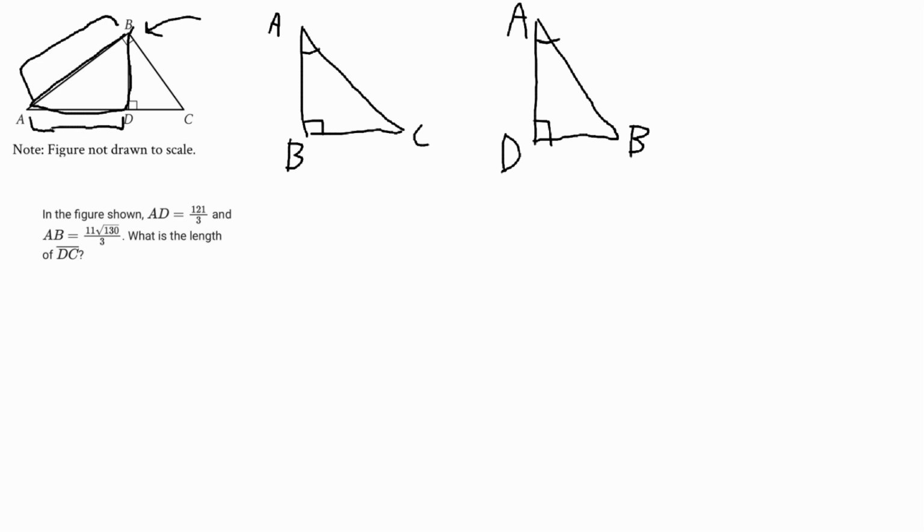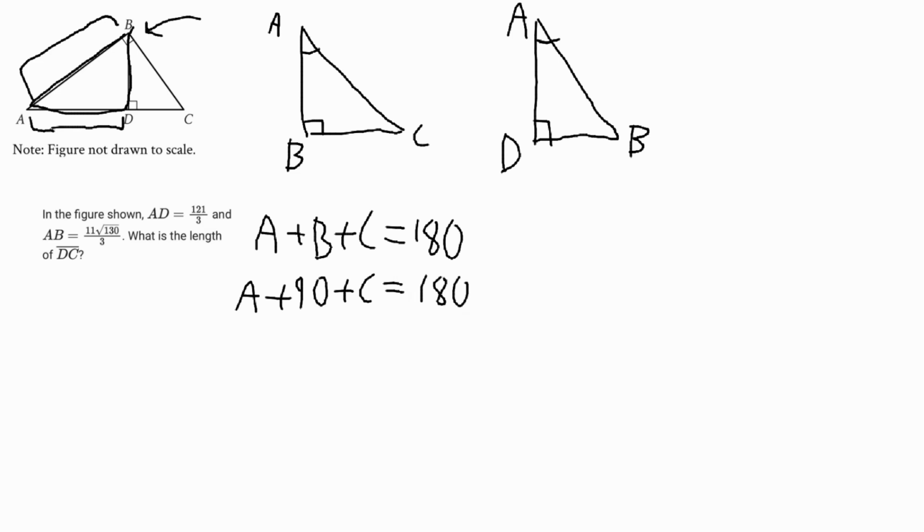So for the first triangle, we know that angle A plus angle B plus angle C all have to add up to 180, just our simple triangle angle rules. So I'm just going to fill in what I know. I know angle B is 90 degrees, so A plus 90 plus C is equal to 180. And then I'll subtract 90 from both sides, and I get A plus C is equal to 90.